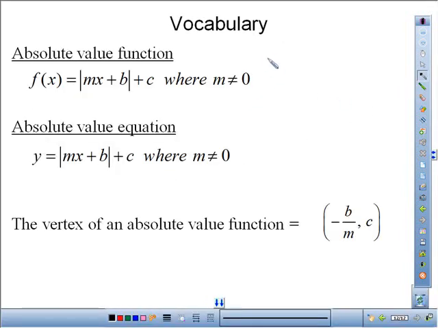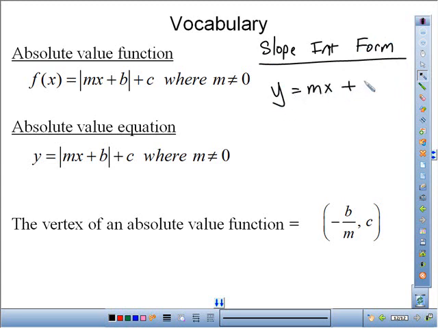Let's recall from Algebra 1, slope-intercept form. Remember this equation, y is equal to mx plus b. Well, if the x variable is enclosed inside an absolute value, it becomes an absolute value equation or function. Notice it looks exactly like slope-intercept form. The only additions are the absolute value bars and also this variable c. But basically, it's almost the same thing.